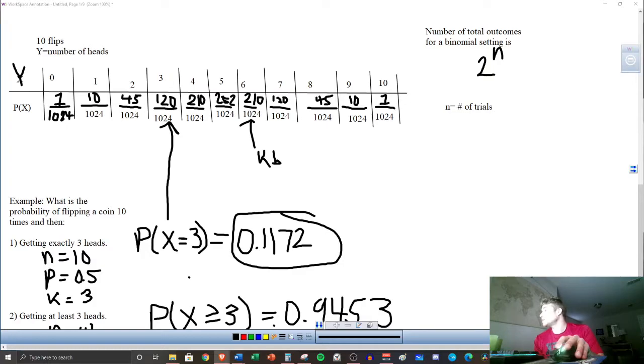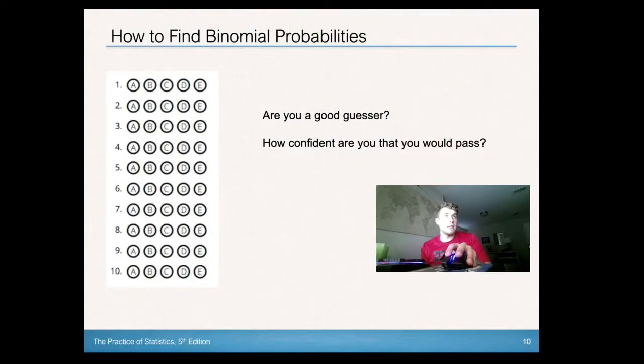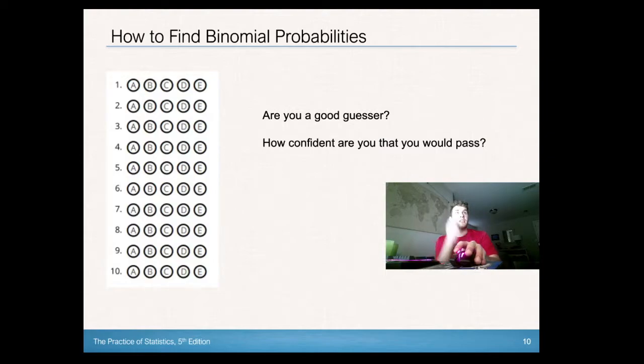Let me do my other display here, move this over. We're going to start by taking a quiz. Now, here's the thing. You'll see it says, are you a good guesser? How confident are you that you would pass this test? That's what we want to say here. So one of the purposes of this lesson is to not only practice more binomial random variables, but also talk about how unlikely you are to pass if you just guess on an entire test, okay? Very, very unlikely, but we're going to actually see those probabilities today.